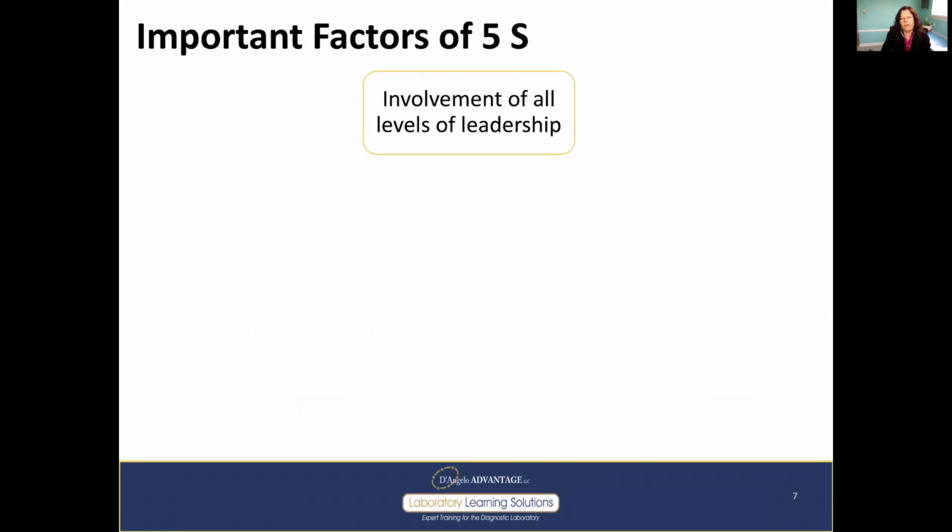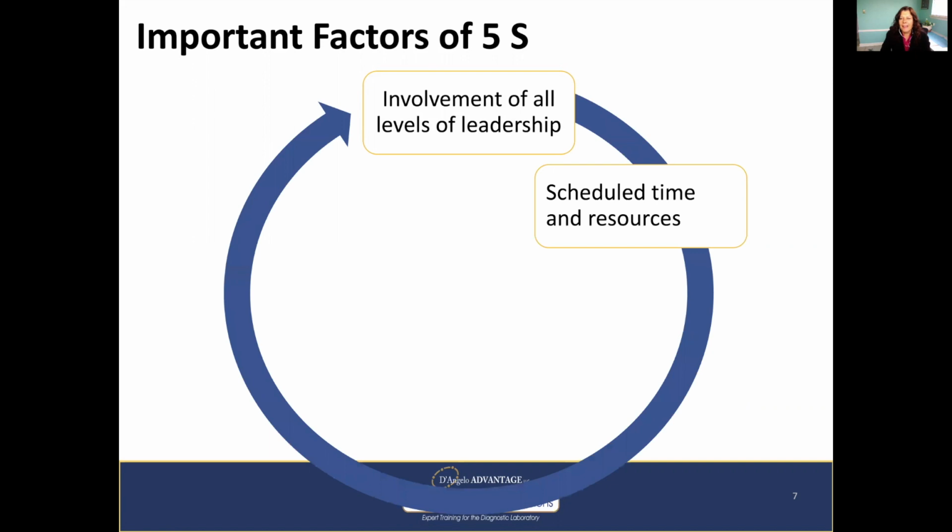So what are the important factors of 5S? Well, first and foremost, it's leadership. And we want to make sure that leadership is involved. They maybe show up for 5S, they support the effort, they give us words of encouragement, and buying lunch is helpful as well. And then we schedule the time, we schedule the resources, you have people sign up for it, and then we're going to provide focused training.